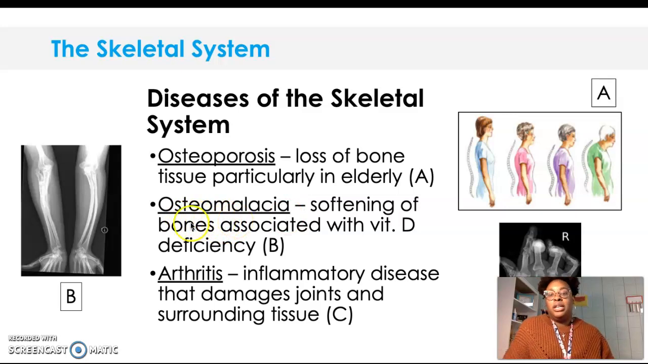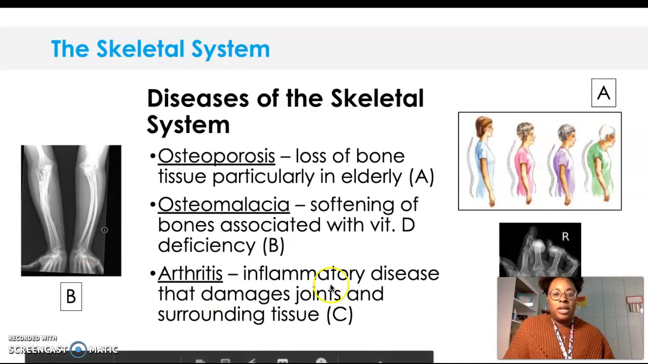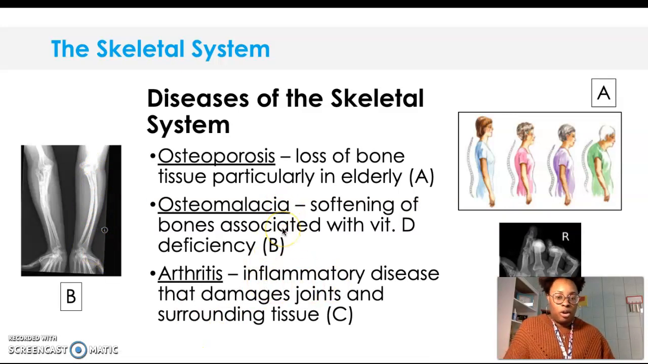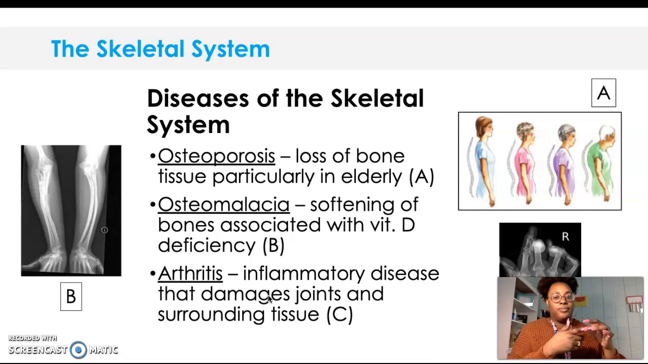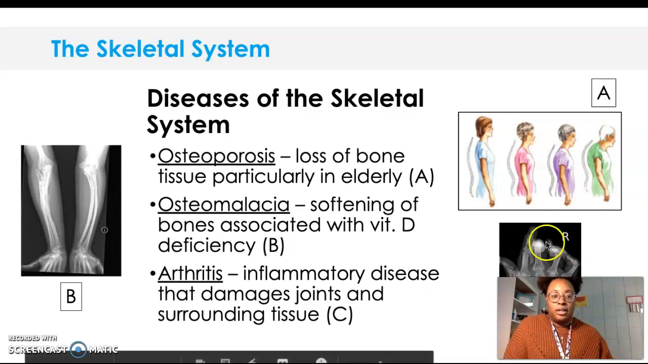Okay, then you've got osteomalacia, which is softening of bones, and so it looks something like this. You see how the shin bones are kind of bent? It's because they're not as strong, because they're so soft, because there's not a lot of vitamin D. And then you've got arthritis, which we all know about, but it's just swelling or inflammation in the joints. And so it looks something like this.